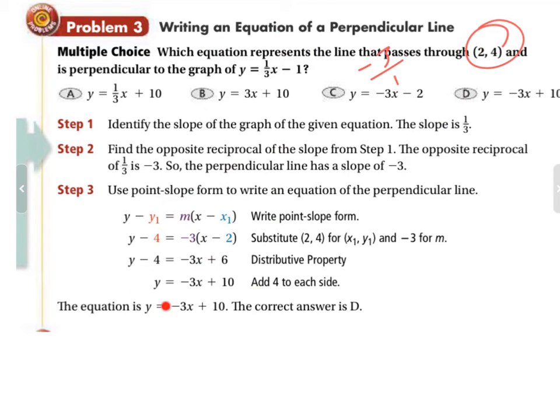and I'm going to do some algebra fun and turn it into slope-intercept form. So this line right here is perpendicular to this one because they have opposite reciprocal slopes, and it goes through this point because that's the point I used in my point slope form. So in this case, the answer is D.